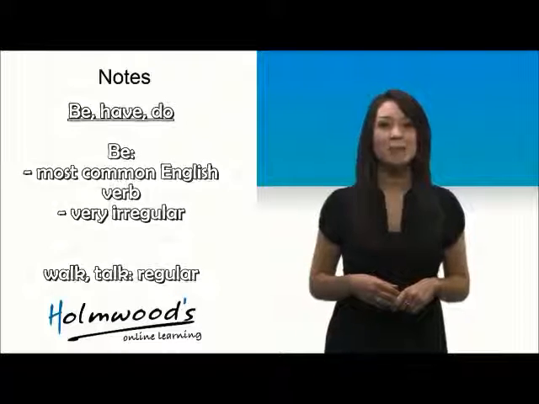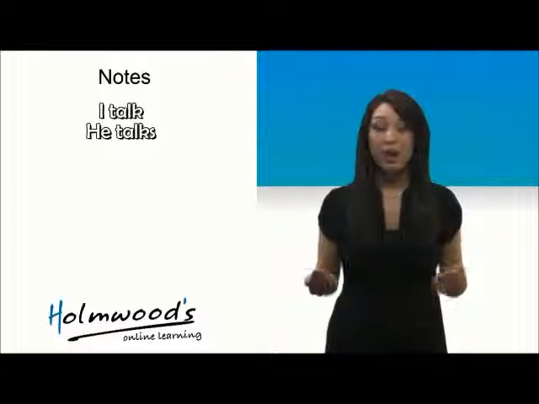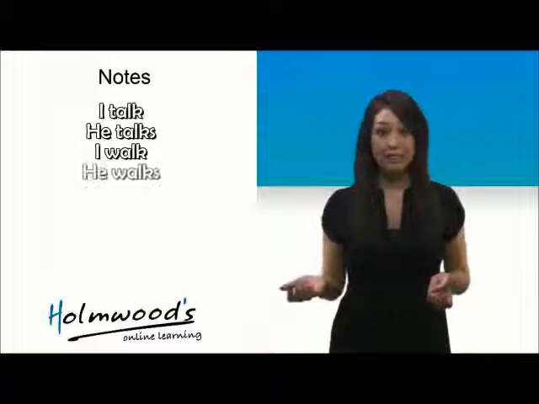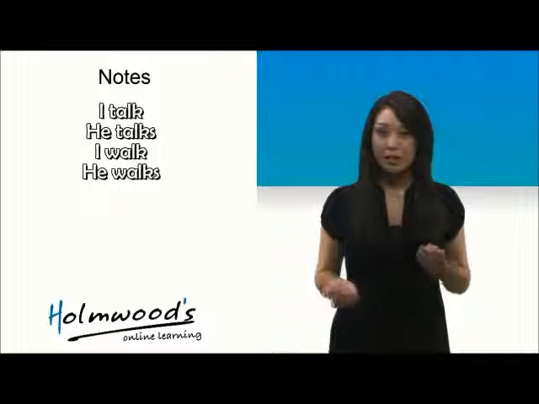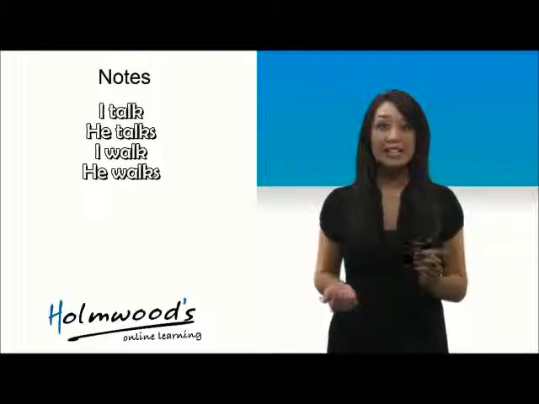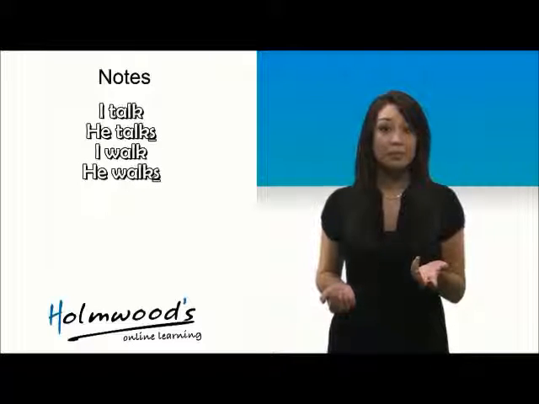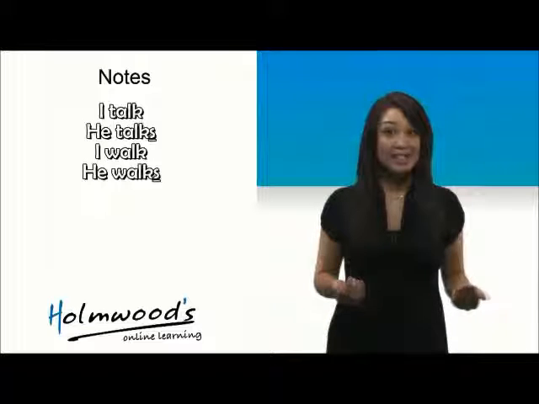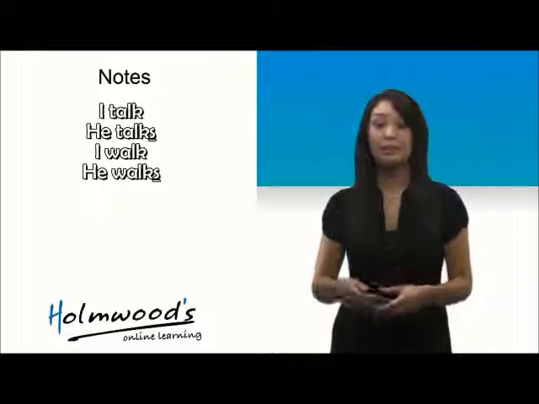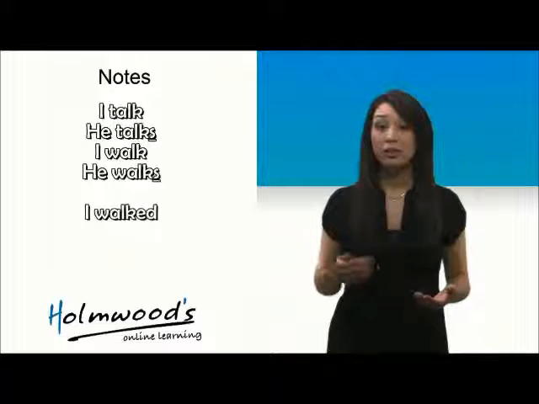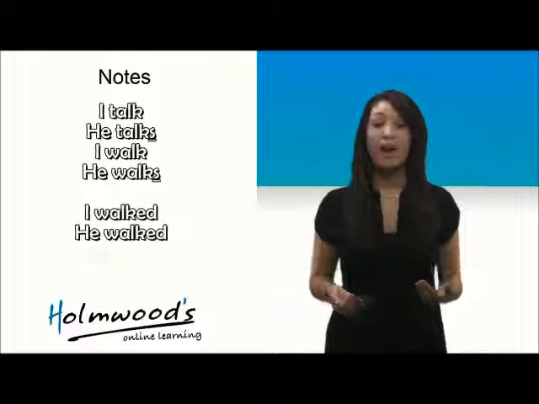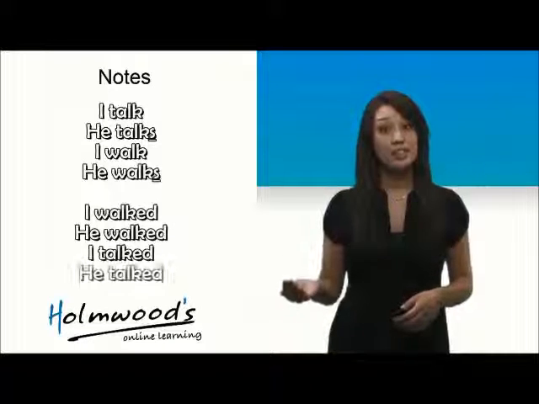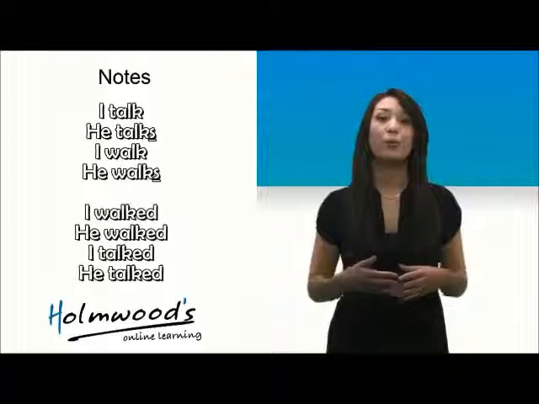Take a look at this. I talk. He talks. I walk. He walks. You see, both verbs take an S with he. If you use the verb to talk about the past, you add ed. I walked. He walked. I talked. He talked. So, these are regular verbs.